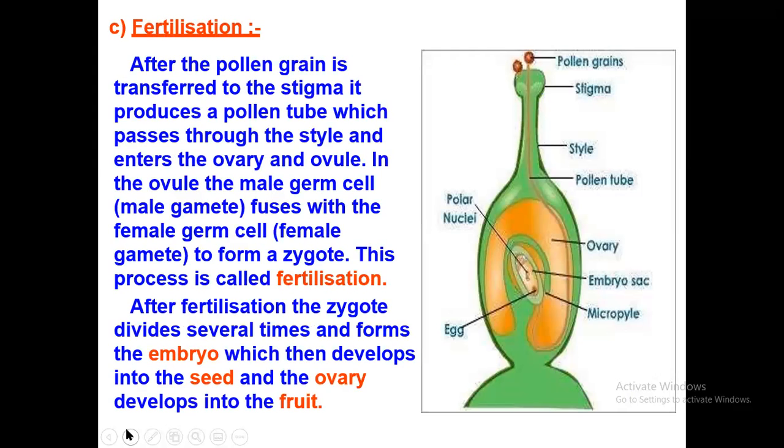Fertilization. After the pollen grain is transferred to stigma, it produces a tube-like structure that is known as pollen tube. And via the pollen tube, the male gametes will enter, and the male gamete fuses with the female gamete and zygote will form. This process is called fertilization. After fertilization, the zygote divides several times and forms the embryo, which then develops into the seed, and the ovary will develop into the fruit.